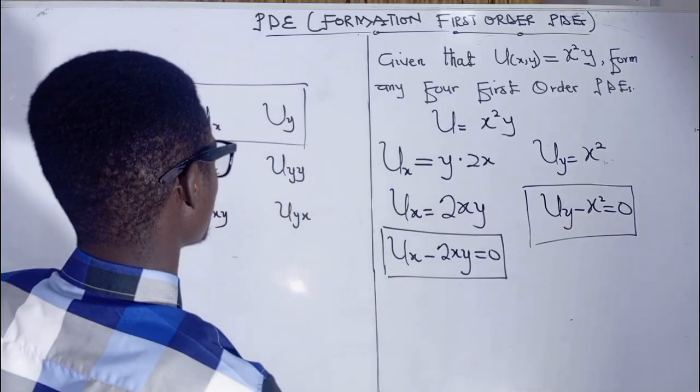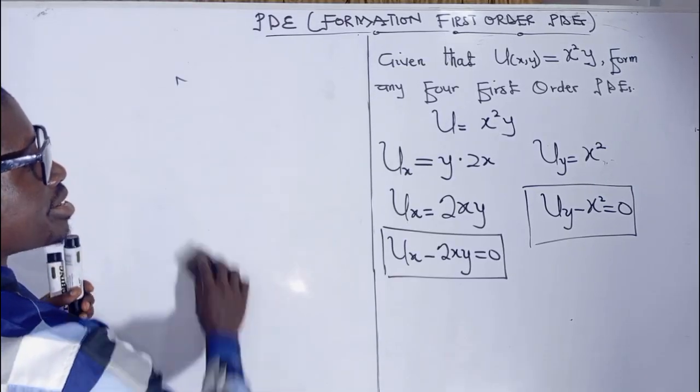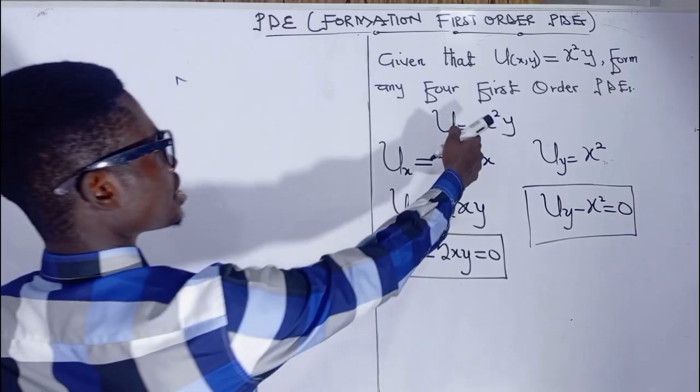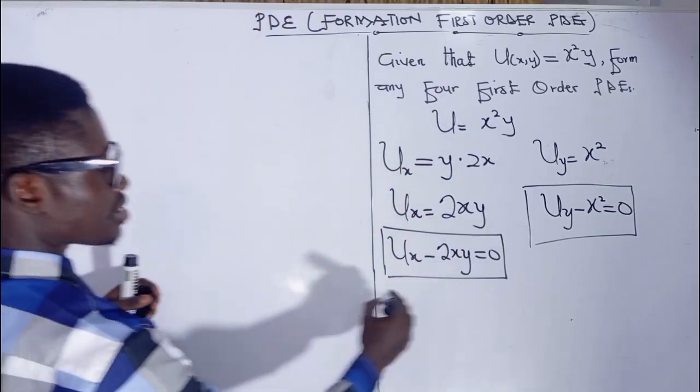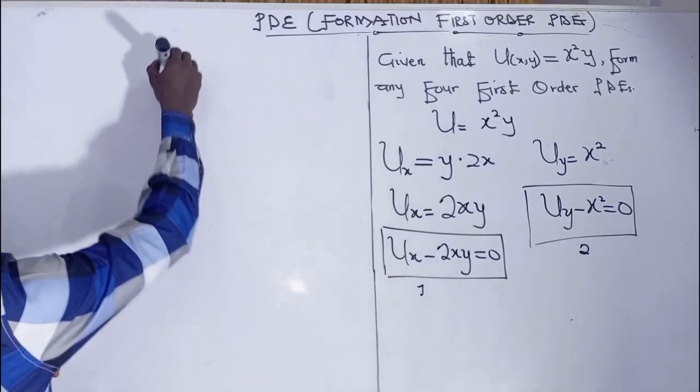Let's look at another form. Now from the function u, this is our first one, this is the second one. Let's look at the third one.